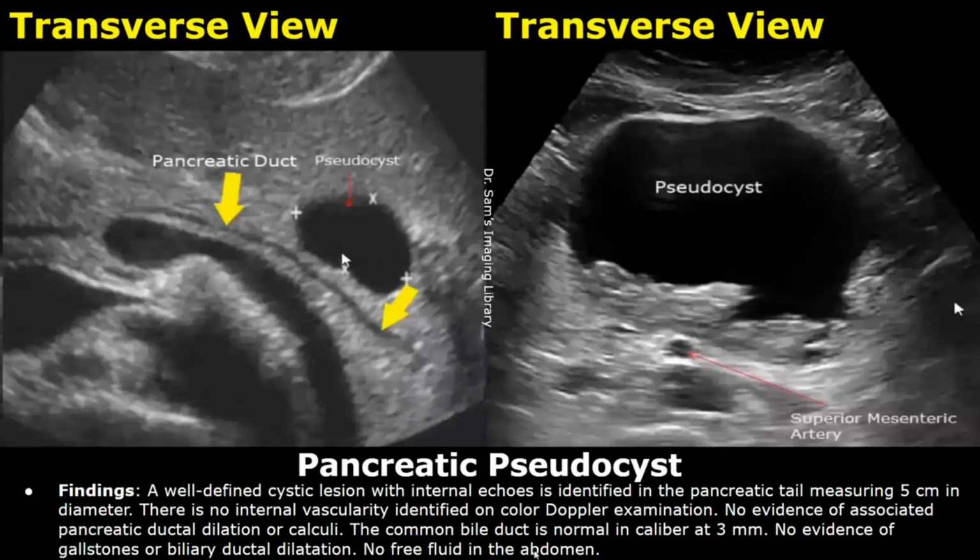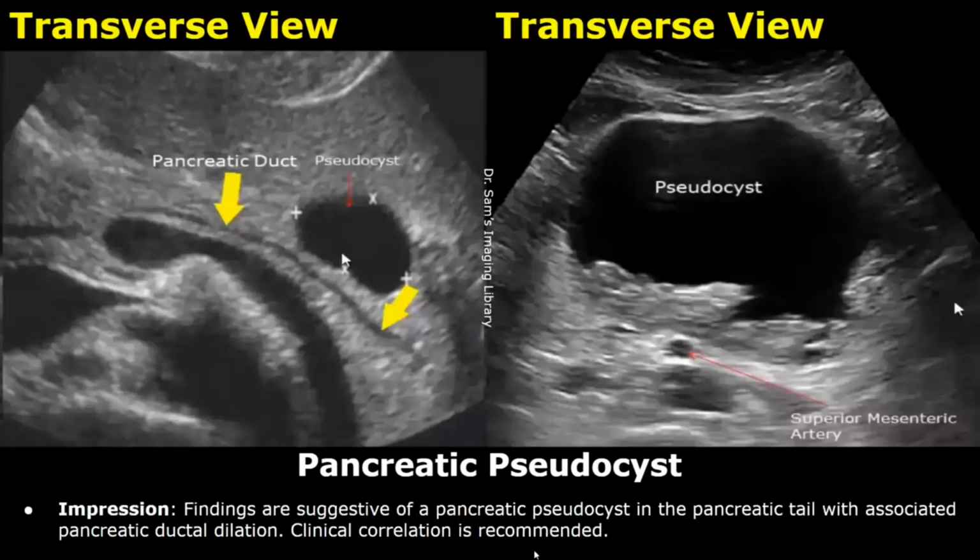In the impression, you can write findings are suggestive of a pancreatic pseudocyst. Then you can write its location. And after that, you can write about pancreatic ductal dilation. And in the end, you can write clinical correlation is recommended.